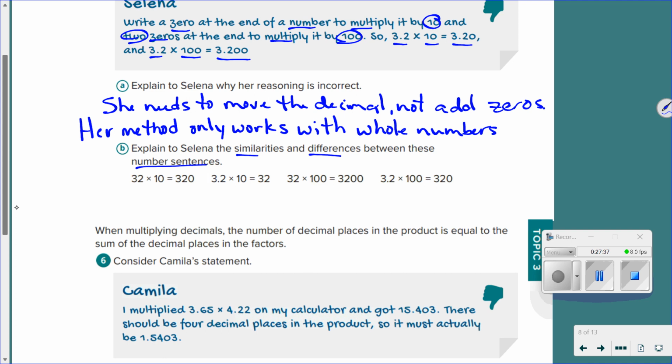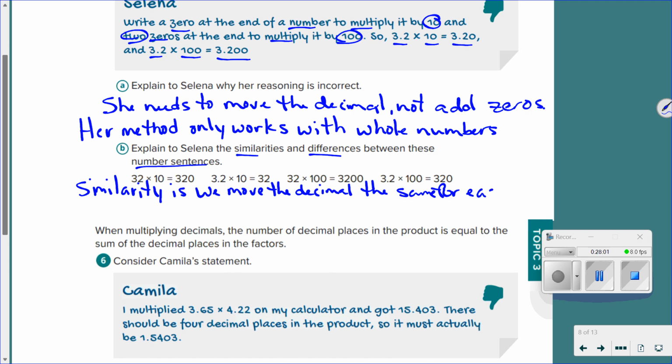So we'll go with Richard. Those of you guys that didn't hear him, what he said was the similarity is we move the decimal the same for each set. So when I have a 10 and a 10, I just moved my decimal over once. In that case, it made it 320. In that case, it made it 32. When I had 2 zeros, I moved it twice, made it 3200, moved it twice, gave me 320. Make sense? What's the difference?